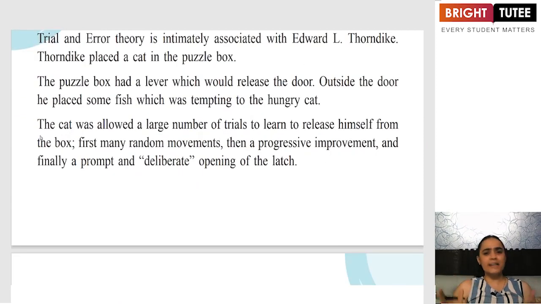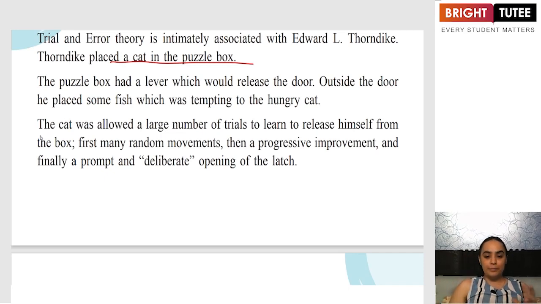So as we know, he placed a cat in a puzzle box. The puzzle box had a lever. Pulling it will release the door. Outside the door was a fish which was attracting the cat towards it. Now this cat inside the puzzle box made multiple trials. Obviously the cat is inside the box. The cat can see the fish outside the box and therefore the cat wants to go out so that it can eat the fish. So there were multiple things and multiple trials, multiple efforts which were made by the cat so that it could release itself from the box.